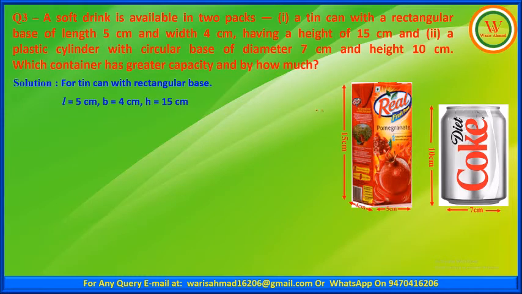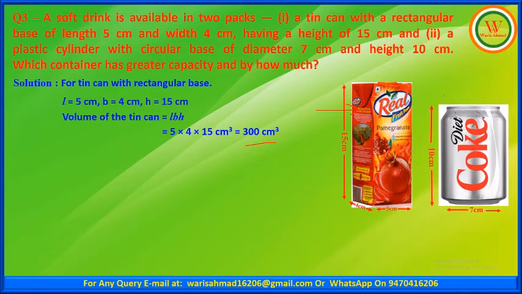Since it is cuboidal in shape, that's why we have to use the formula volume of cuboid, that is equals to L into B into H. So here we can write volume of the tin can will be equals to L into B into H. After that, we have to assign the value of L, B and H. 5 into 4 into 15, and that will be equals to 300 centimeter cube.